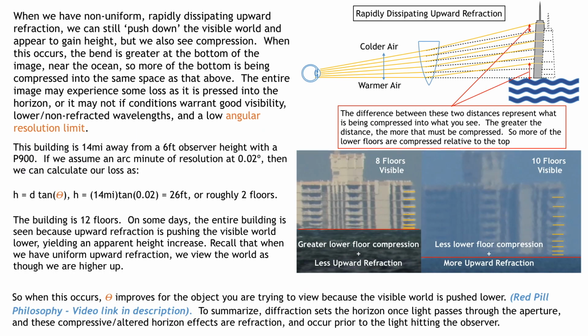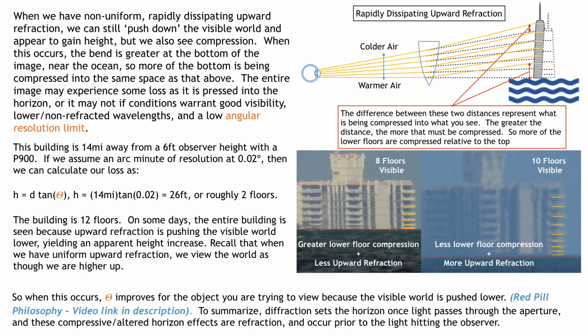So that was an example of this kind of gradual linear upward refraction where we're bringing the entire visible world lower to view it as if we were higher up. But now we're going to talk about this rapidly dissipating upward refraction. So when we have non-uniform, rapidly dissipating upward refraction, we can still push the visible world down and appear to gain height a little bit, but we also see this compression phenomenon within what we're seeing, this differential compression of the lower floors, and so forth.